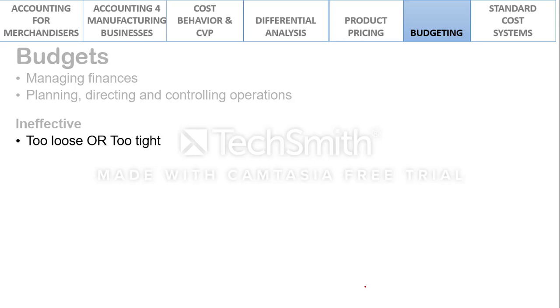Well, that would create such stress, because if I'm sure under best conditions I can sell 10, but my goal is 100, that might be a bit of a stretch. So a budget might be ineffective because we can't really meet the goal that's set. And then lastly, it might just not match the corporate goals.